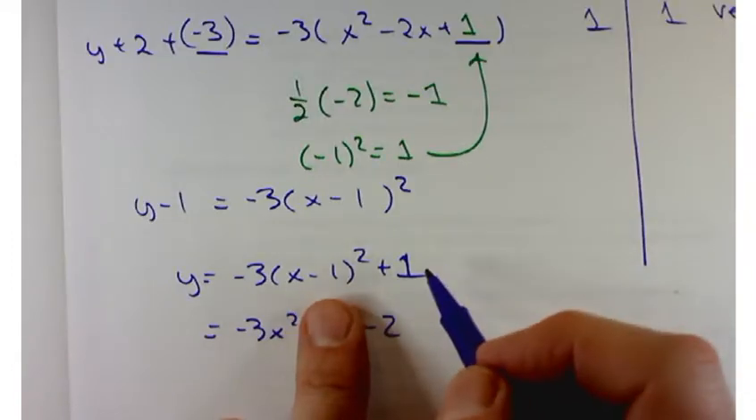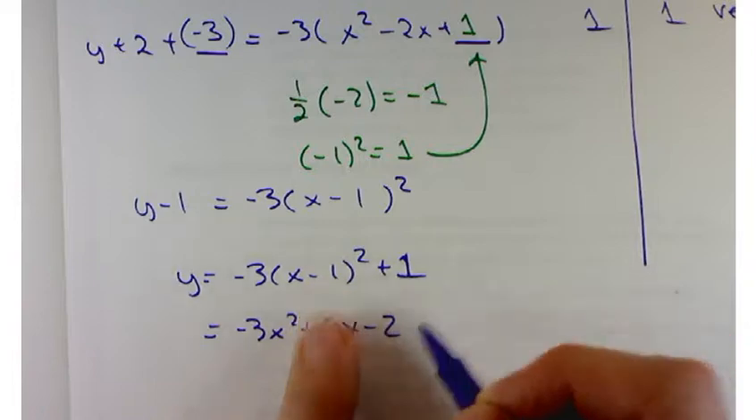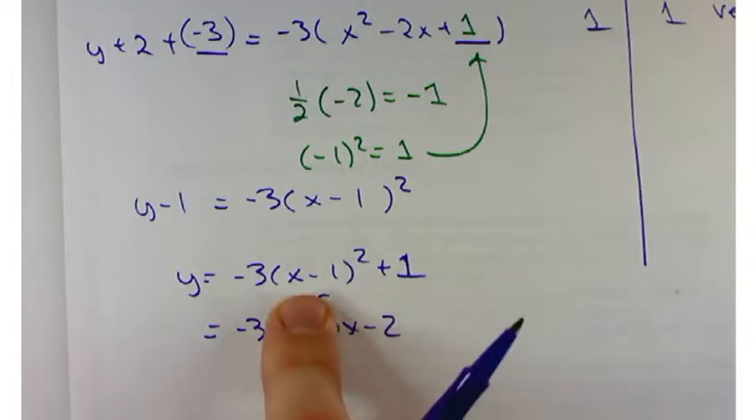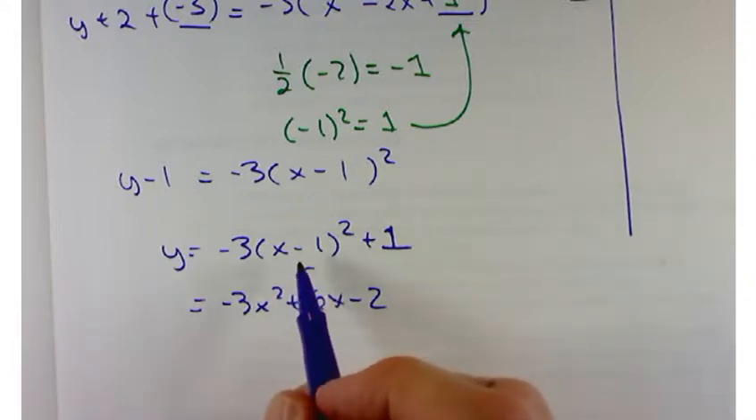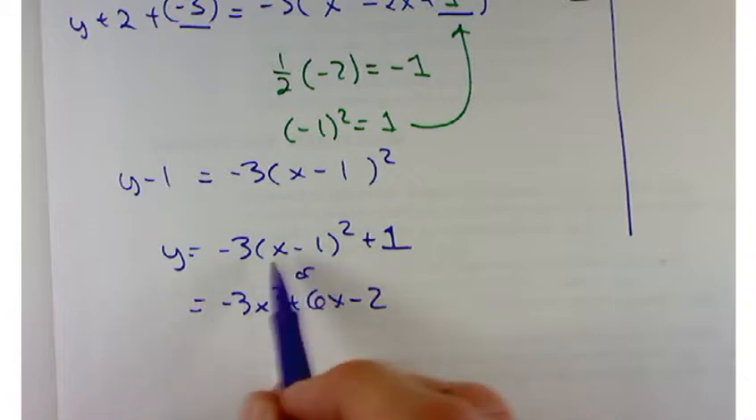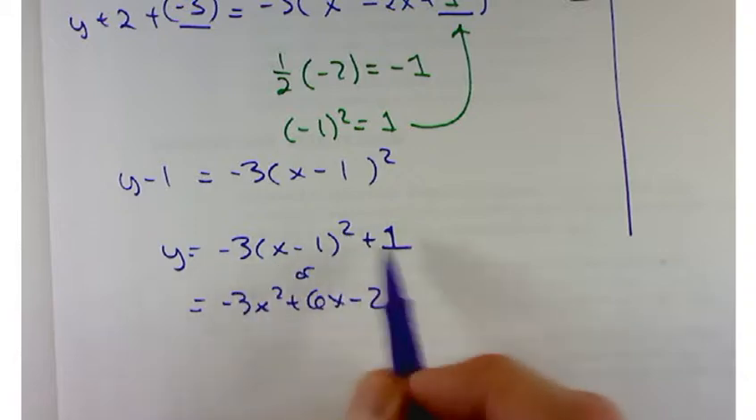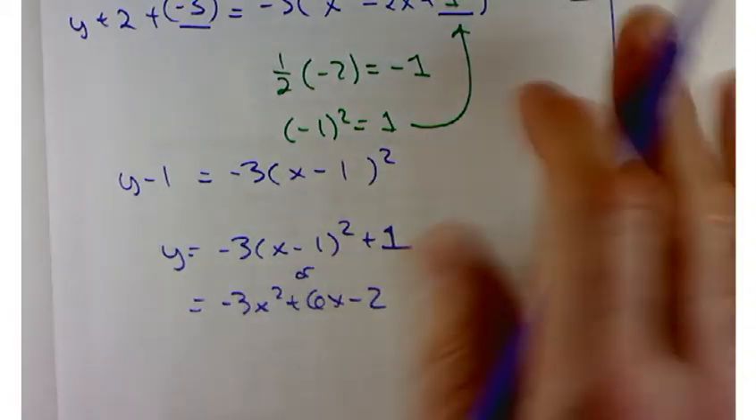You can write your parabola in this form or in this form. The nice thing about this form is that you can just look at it and read off the vertex. 1 is the value of x that makes the square term equal to 0. And if that's 0, you get 1 for y. So there's your vertex.